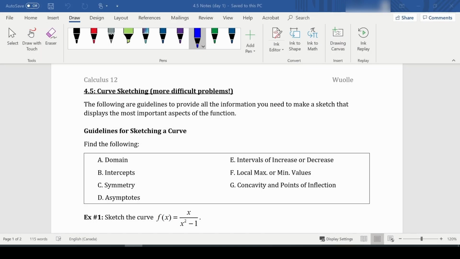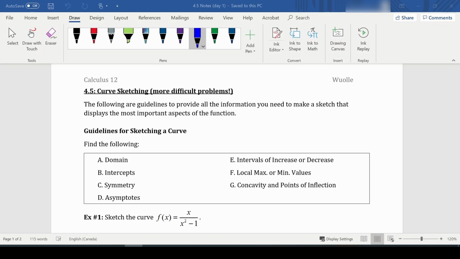Hello and welcome to section 4.5, which is a continuation of our curve sketching skills. And these are more difficult problems where finding f prime and f double prime are a bit more complicated, and we need to use our interval testing to find our increasing, decreasing, max, mins, concavity, and points of inflection. So just a couple reminders.